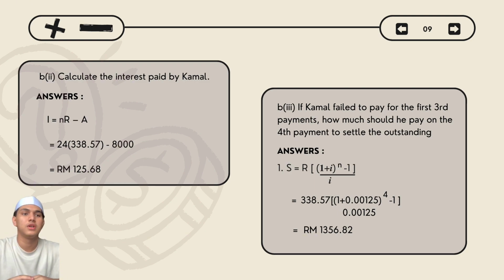So question B3, if Kamal failed to pay for the first three payments, how much should he pay on the fourth payment to settle the outstanding? We can use the formula S equals R bracket, open the bracket 1 plus i close the bracket to the power of n, minus 1 close the bracket, and the final answer we will get is RM1356.82.